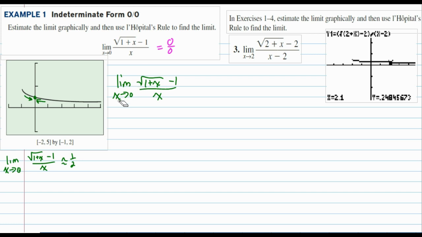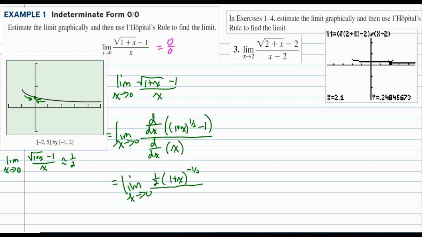Now I'm going to take the limit as x approaches 0 of the derivative of the numerator over the derivative of the denominator. By L'Hopital's rule, those are equivalent. The derivative of the numerator is 1/2 times (1 plus x) to the negative 1/2, and technically times 1, but that doesn't change anything. And the derivative of x is just 1. So now I can just plug in 0, and I don't get 0 over 0 anymore. As a matter of fact, I get 1/2, the limit as x approaches 0 of our function.